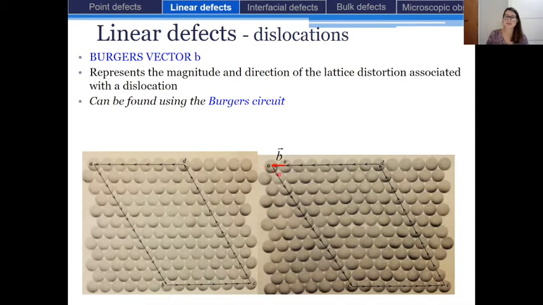So as you can see, the Burgers vector is represented by a small letter b, and it is a vector, so it has a direction. That's why we don't forget to write here a small arrow above it, like a representation of a vector. Okay, so this is the Burgers vector that we use, and it represents the magnitude of the lattice distortion, and its direction also indicates the direction of this lattice distortion.